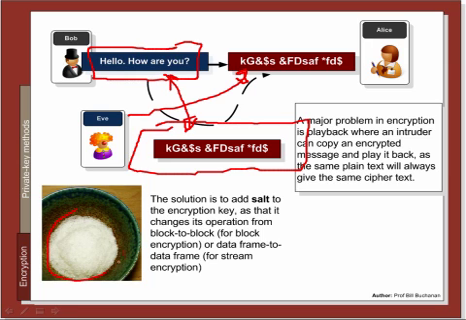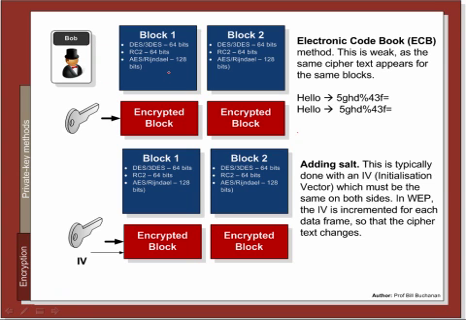Thus, we often add what's called salt into the encryption process, and this stops the same piece of plaintext arriving as the same piece of ciphertext. So this shows an example where we might take some encryption and we create an encrypted block.